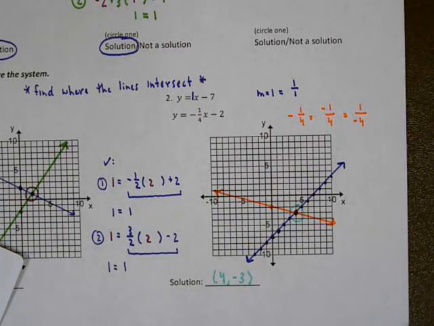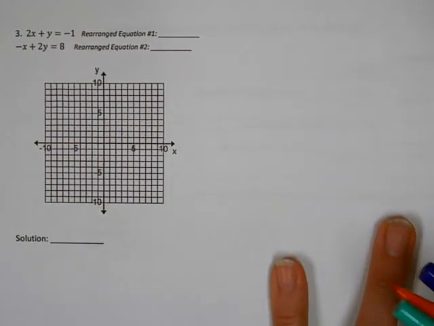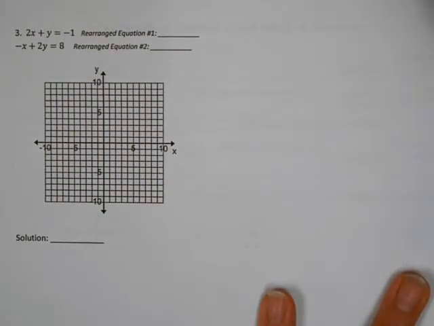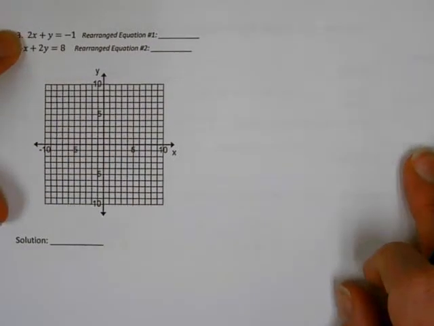Now I want to do one more example. If you flip the page, let's look at number 3. You're going to notice pretty quickly that this problem isn't as nice anymore. Now my equations aren't in slope-intercept form. So the first thing I'm going to have to do is rearrange them.